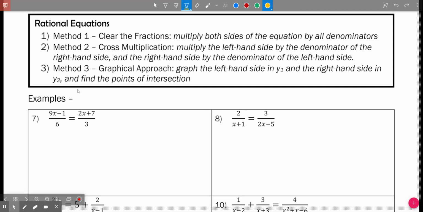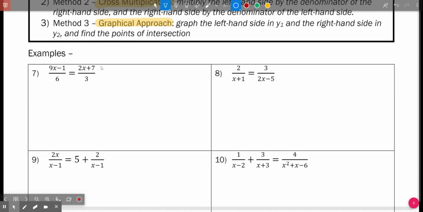When working with rational equations, there are three different methods. You can clear the fractions, you can cross multiply, or you can use a graphical approach. All three of these methods have their place, but all three of these methods can be used on any rational equation.